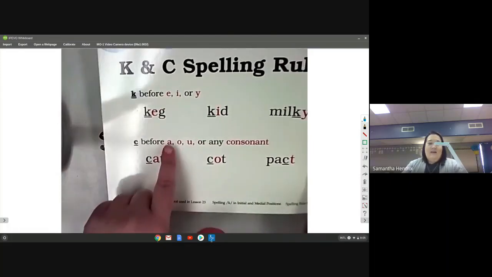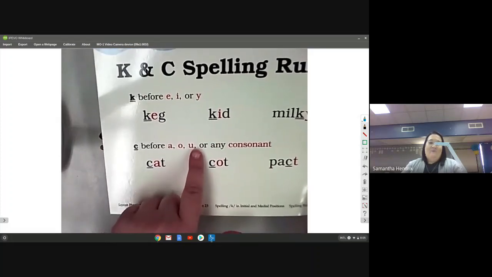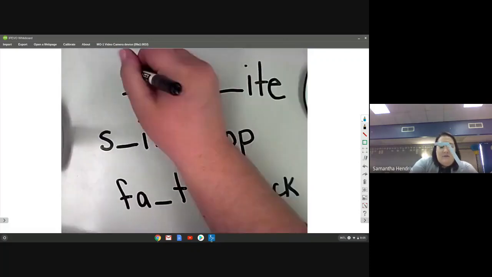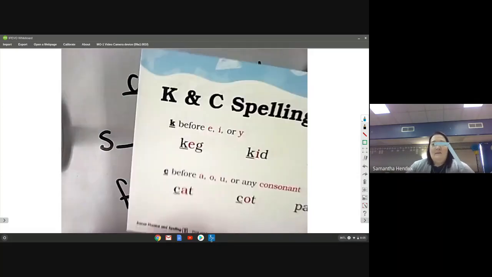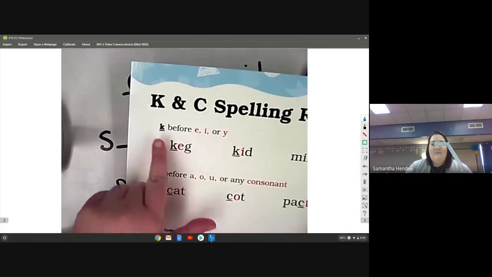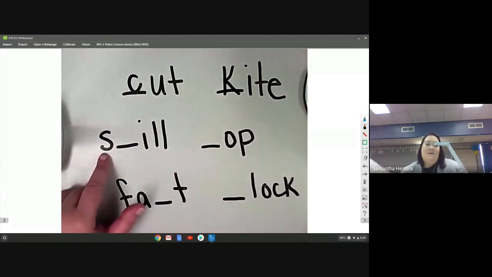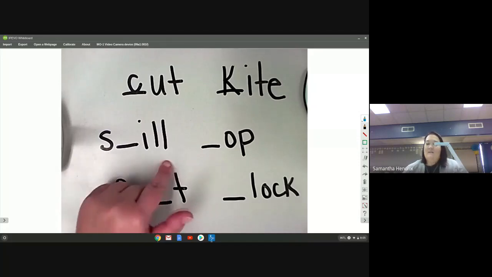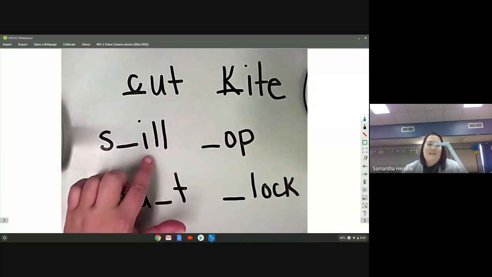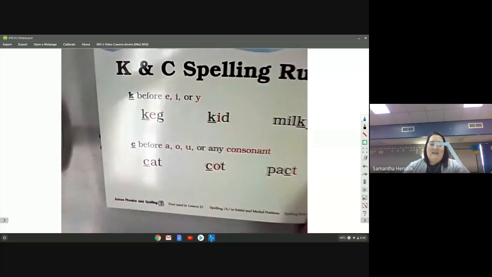E, I, Y, or A, O, U and any consonant. So this is going to be a C because it comes before the U sound. Kite. Let's look. Here's an I, so it's going to be with a K. Oh, this could be lots of words, but we're working with the K sound. So it's going to be skill, skill. Well, let's look. What letter comes after it? That's an I. So before an I, it's going to be a K.